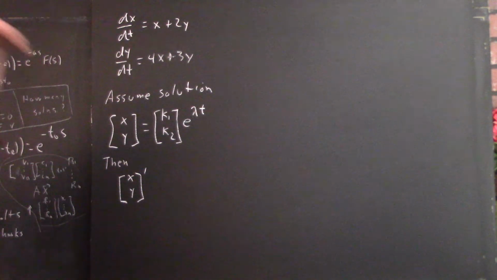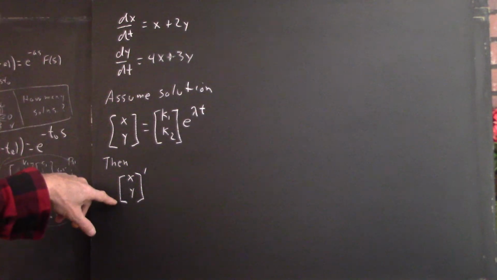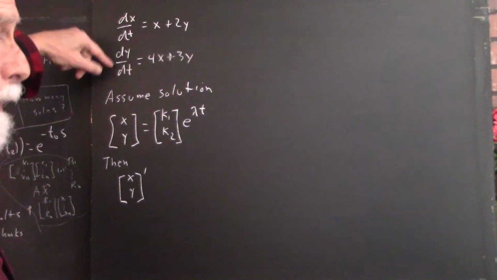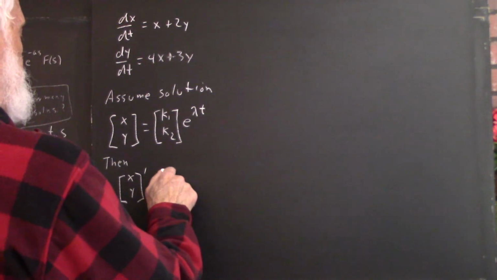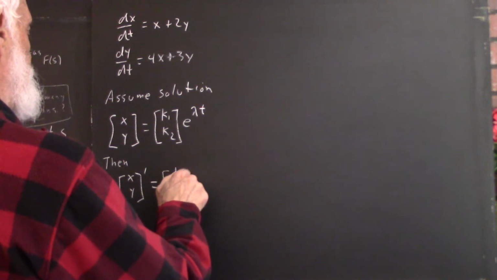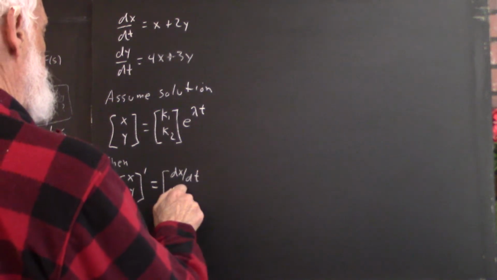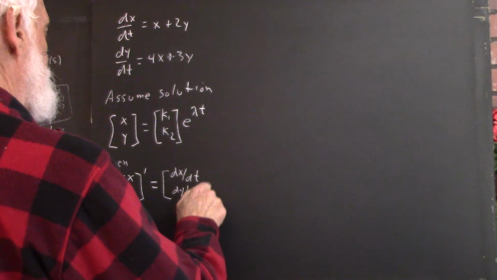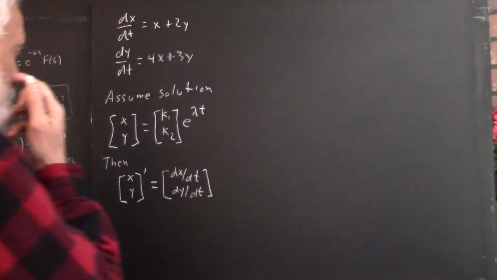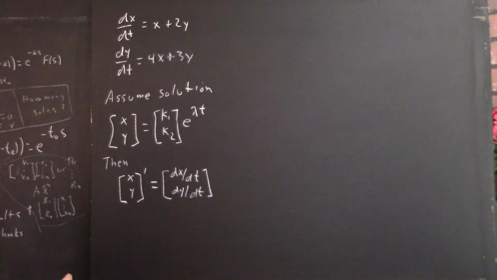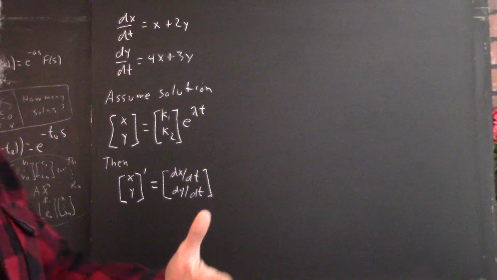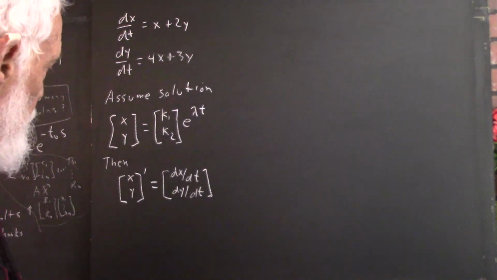Okay, xy prime equals the left-hand side here. That equals the column vector dx dt, dy dt. Now that's a theorem that has to be proven, but it's very easy to prove. Just use your limit definition.